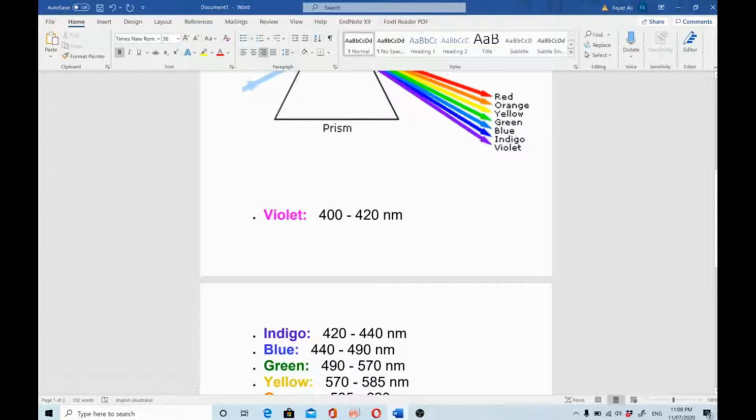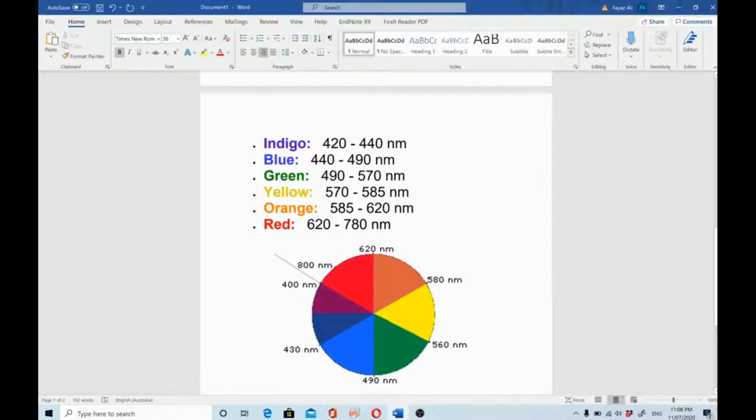Violet starts from 400 to 420 nanometers, indigo from 420 to 440, blue from 440 to 490, green from 490 to 570, yellow from 570 to 585, orange from 585 to 620 nanometers, and red is from 620 to 780, and in some books it goes up to 800.